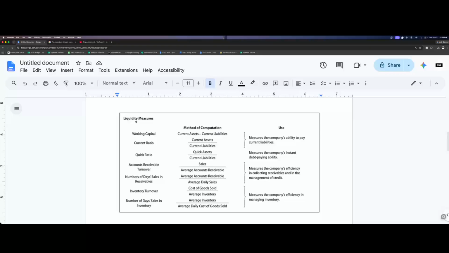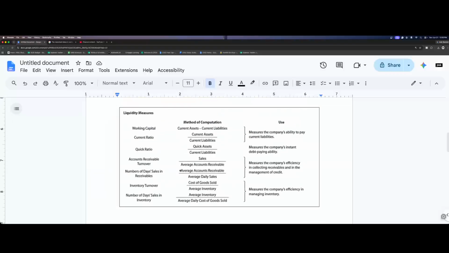The liquidity measures, the liquidity ratios, are really easy to memorize. You guys just have to think, oh, working capital is current assets minus current liabilities. Current ratio, right, is going to be current assets over current liabilities. Super easy. Quick ratio is going to be quick assets over current liabilities. Okay, so the liquidity ratios are pretty easy to memorize.